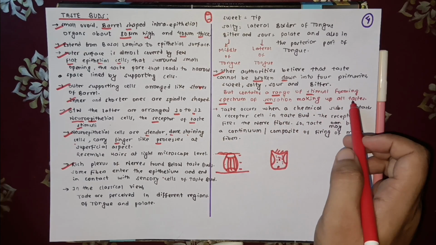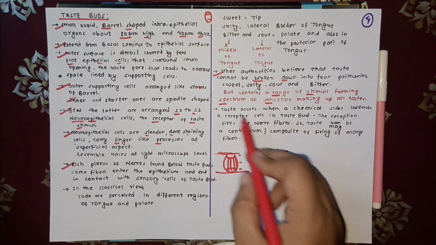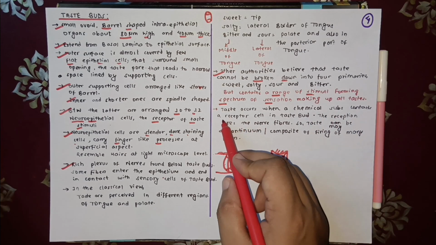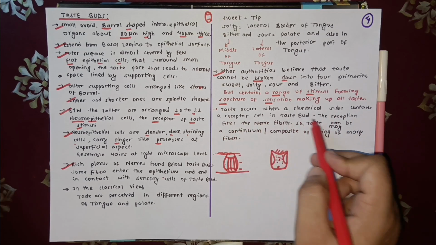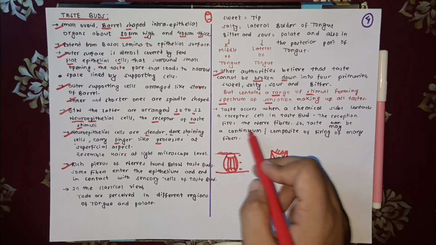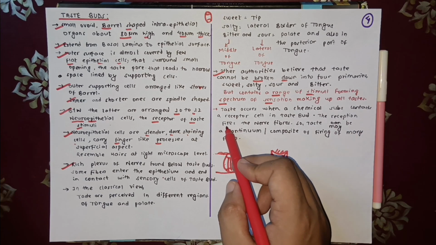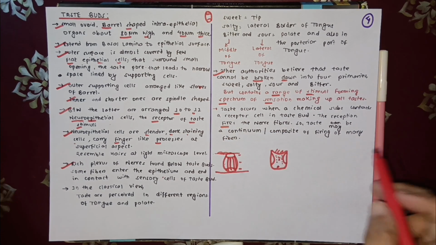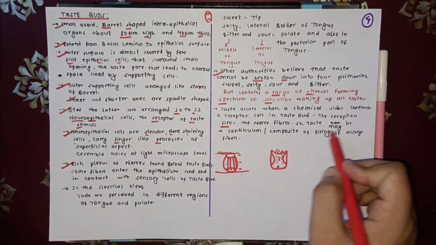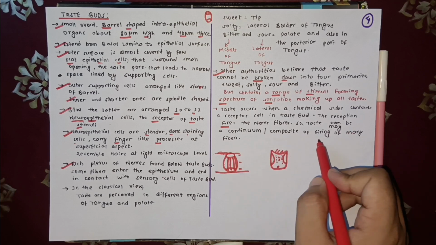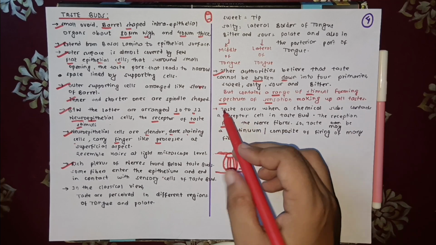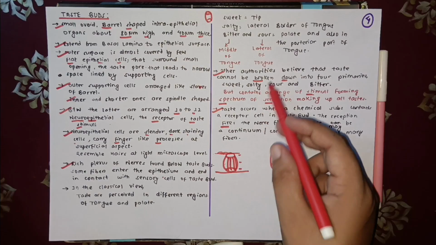And after that, taste occurs when a chemical substance contacts a receptor cell in the taste bud. The reception fires the nerve fiber, so the taste may be a continuum or the composite of firing of many fibers. So this line is supporting this theory.